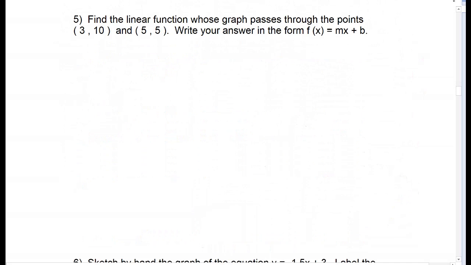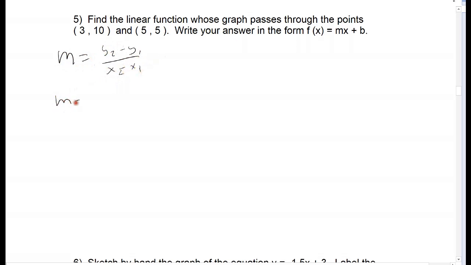Find the linear function whose graph passes through the points (3, 10) and (5, 5). So (3, 10) and (5, 5). So in this case, I'm given 2 points, which means I'm going to use my slope equation to find it. So first thing is we find slope. So slope, remember, is my change in y over my change in x.